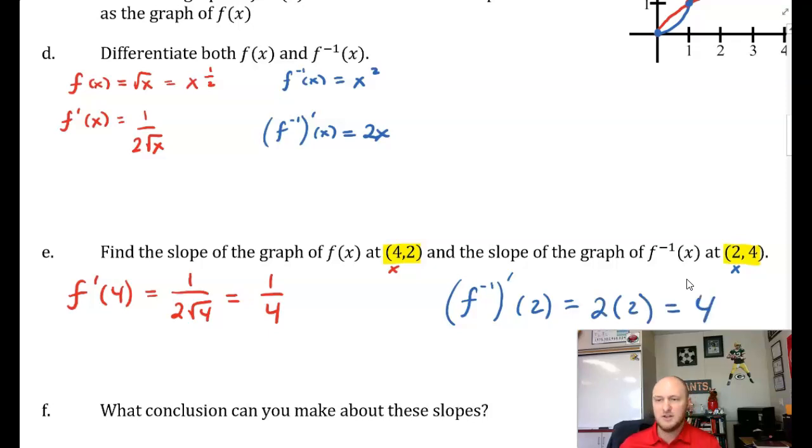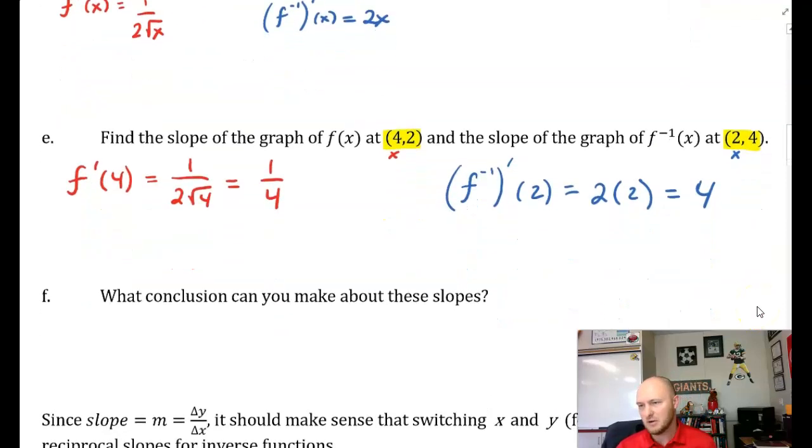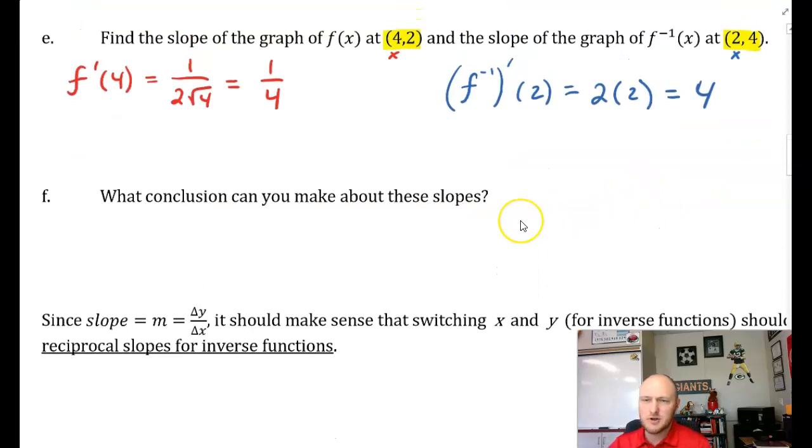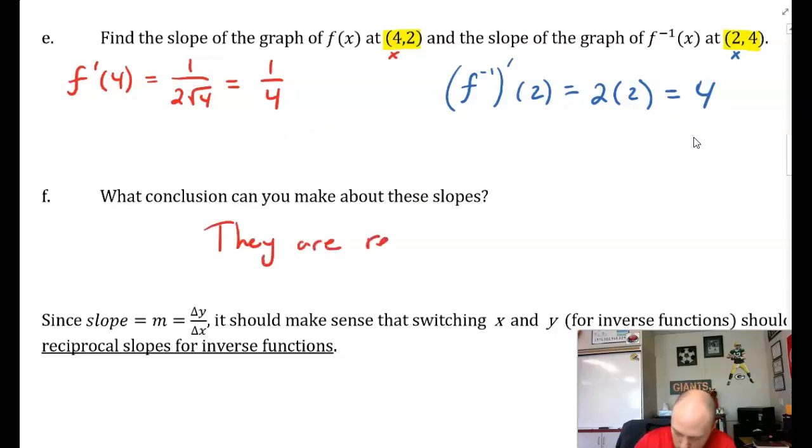And here's the part in the lesson where I say, what do you see? What do you notice? What do you wonder? Here you can pause me and try that. Hopefully it doesn't take you too long. But the relationship between these derivatives, 1/4 and 4, is that they are reciprocals. That's the conclusion you need to take away from this lesson. There's the main point. These are reciprocals.